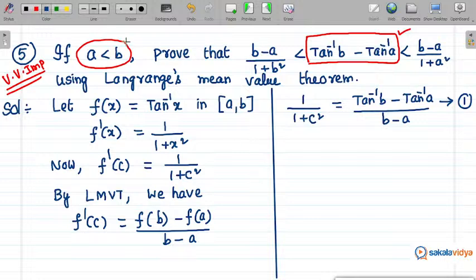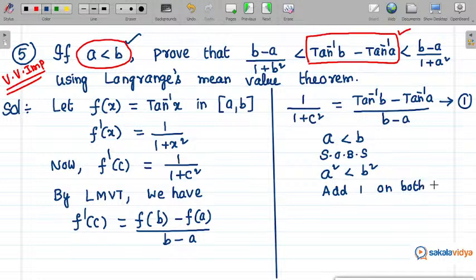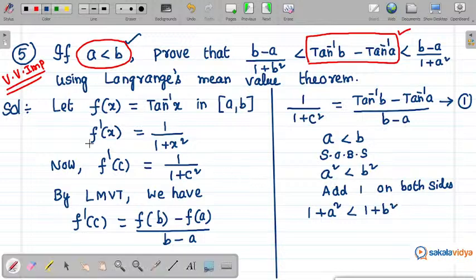For that, consider a less than b. Squaring on both sides, what do you get? A square less than b square. The inequality symbol will not change. Now add 1 on both sides. This inequation becomes very interesting: 1 plus a square less than 1 plus b square. Clear? And instead of writing all these steps, we can also proceed directly.